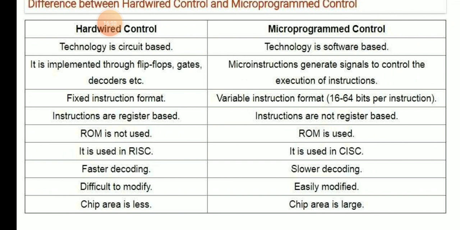Hardwired is used in RISC, the reduced instruction set computer. Microprogrammed is used in CISC. Faster decoding, slower decoding; difficult to modify, easily modified; chip area is less, chip area is large.